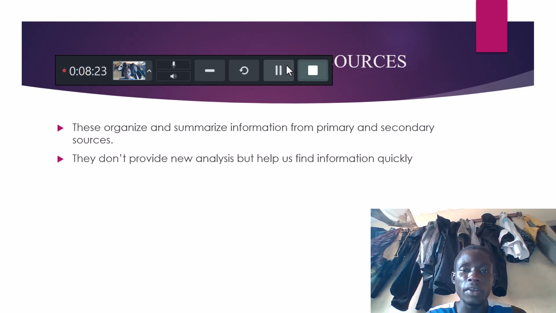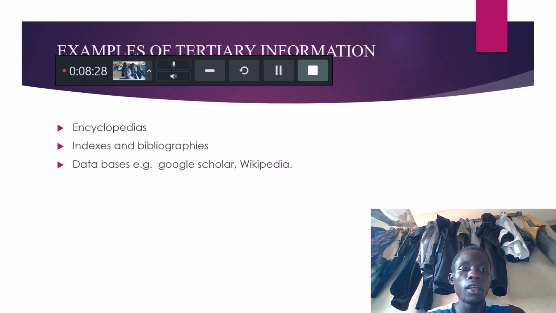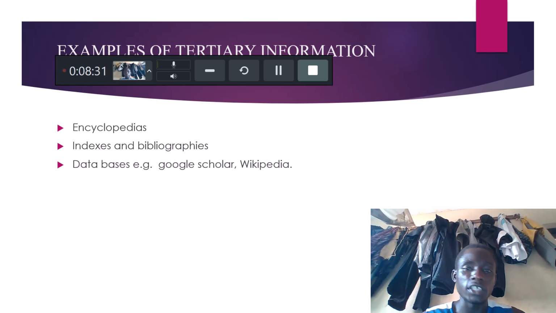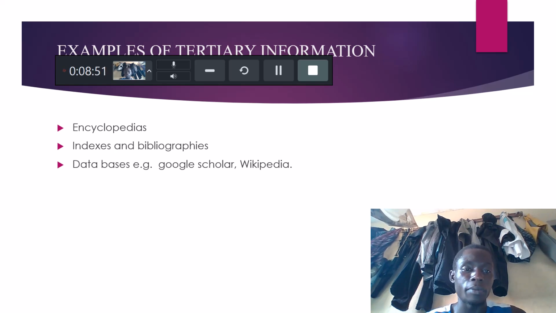You find that the examples of these tertiary sources of information can be encyclopedias, and bibliographies, for example when someone has written a book and a brief detail about his work can be given. That can be the bibliography. Then also there are databases, e.g. Google Scholar, and Wikipedia, where we always get information. That can be another source, I mean, an example of the tertiary information.